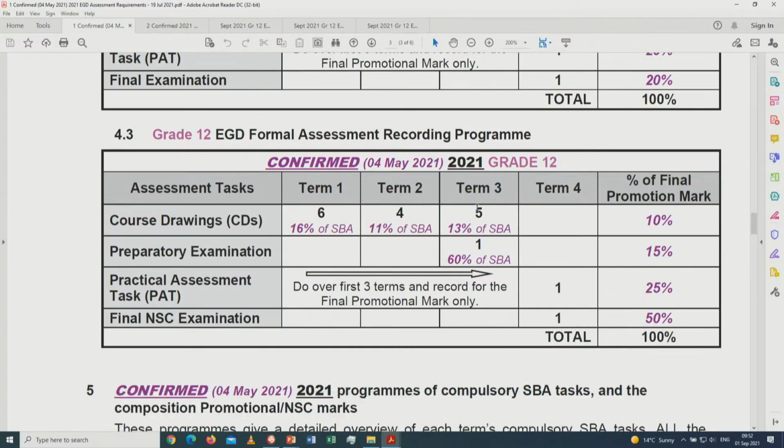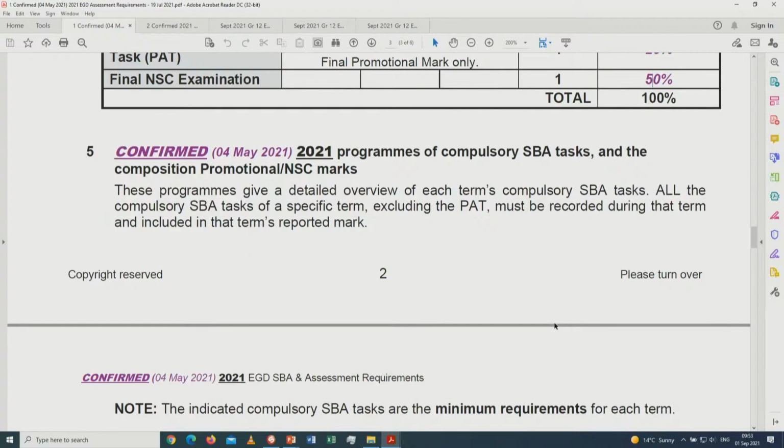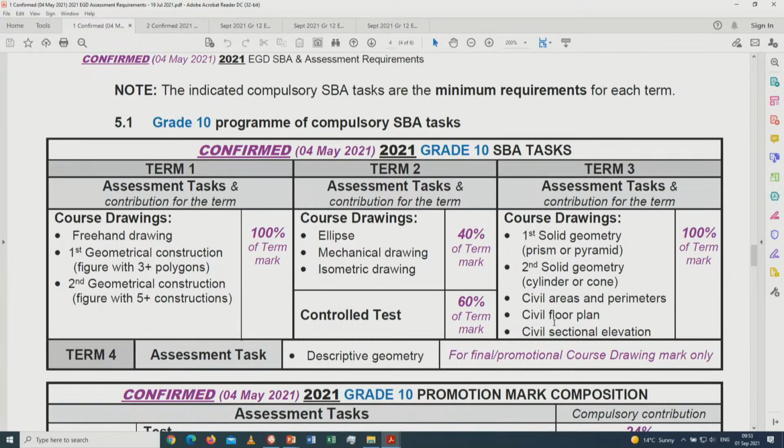And then, of course, for term 3, 5 course drawings, the preparatory exam, 60%. That has been totaled up, like we said, to a mark out of 40, and then from there on the preparatory exam, 25% for the PATs, and then 50% of the final National Senior Certificate exam. All right, so ladies and gentlemen, this is basically what I want to say to you in this regard. I'm not going to go any further on this topic.